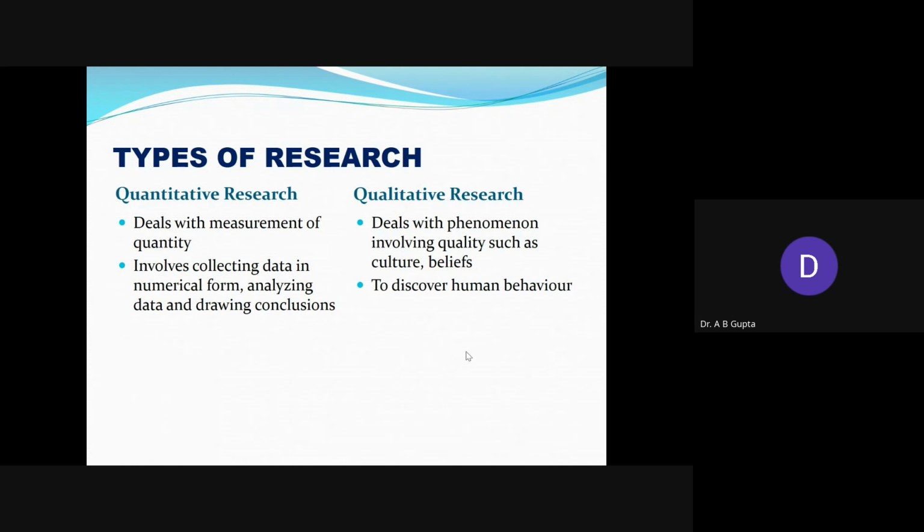That is why it is called quantitative research. And compare it with qualitative research. Qualitative research is dealing with data which is not numerical. Okay. So qualitative research, again, it is dealing with some data which is not numerical.